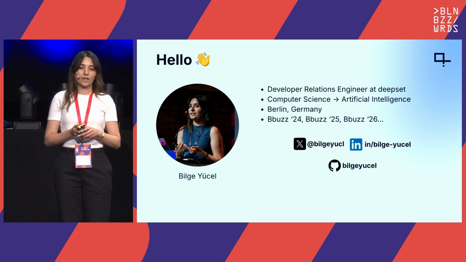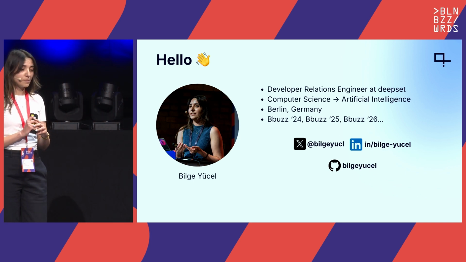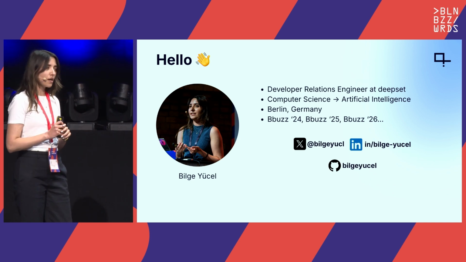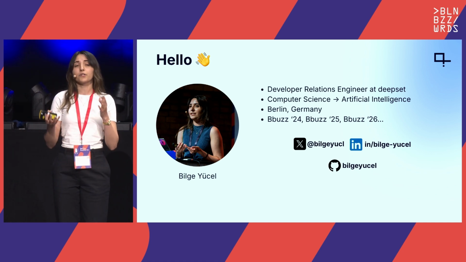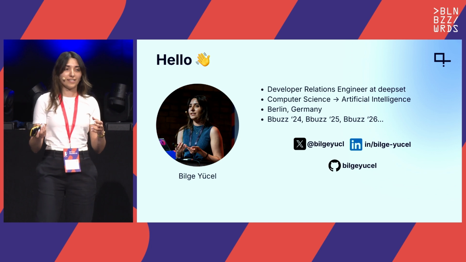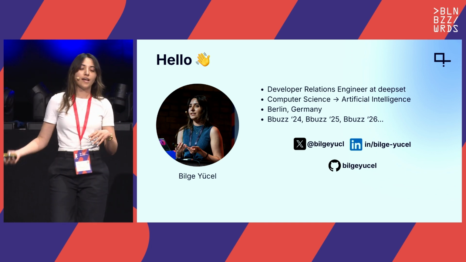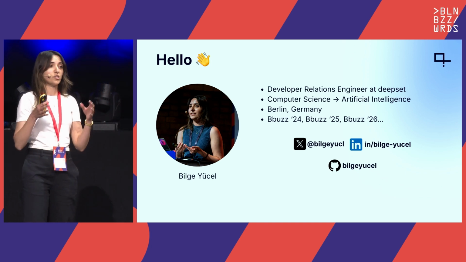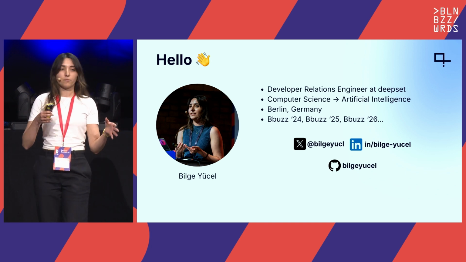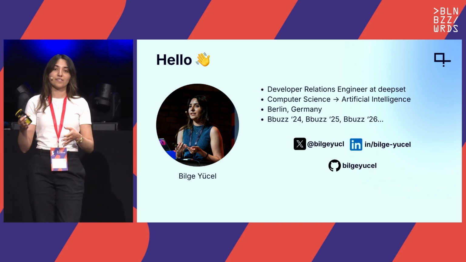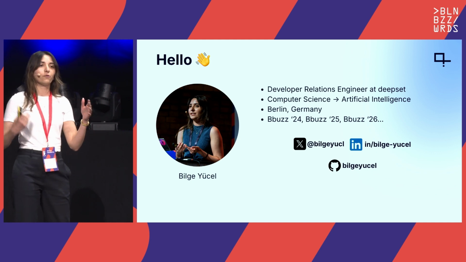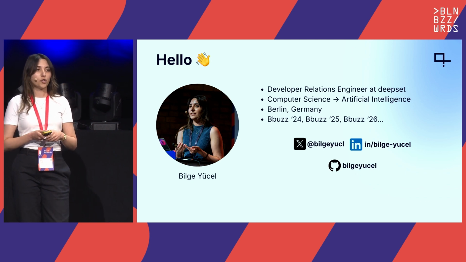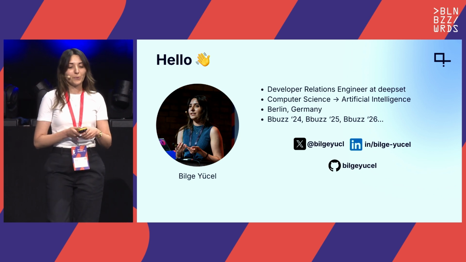So let's start. First, a little bit about me. My name is Bilge. I work as a developer relations engineer at DeepSet for almost 3 years now. I studied computer science, then I started my career as a front-end engineer, so I was using React and TypeScript. Then I did my master's in artificial intelligence, and that's how I got into the space. But I was already in the space before ChatGPT, so it was nice to see how ChatGPT changed the whole field. So very interesting times. I am currently based in Berlin, Germany. I just moved here, so it has been only 2 weeks.